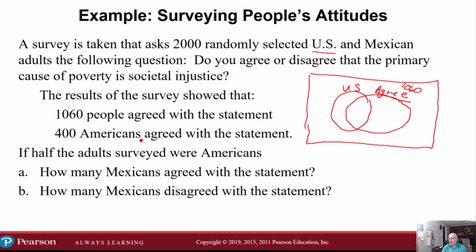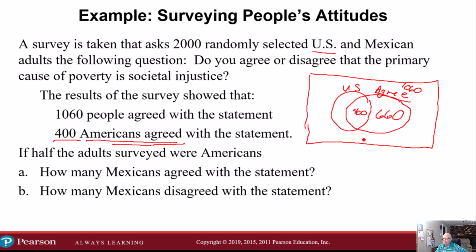It said 400 Americans agreed with the statement. Well, that means that 400 are right there, U.S. and agree. 400 Americans agreed. So you put that 400 in. Now it says 1,060 agreed, so this part right here, the agree circle, has 1,060. Well, 400 are in this region, so how many are left in this region? Subtract, and there's 660 in that region.